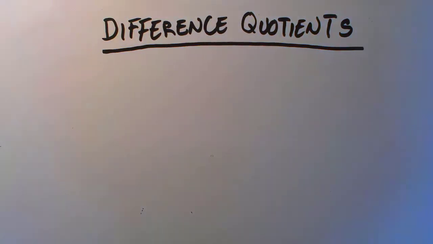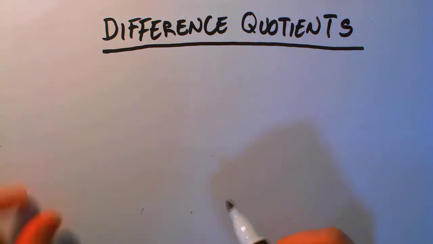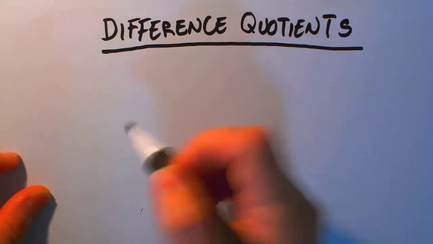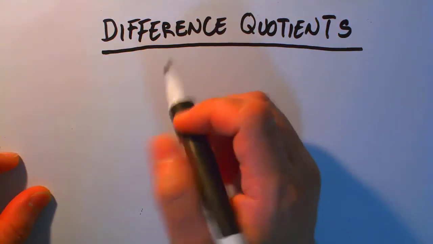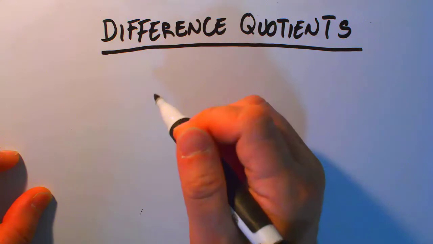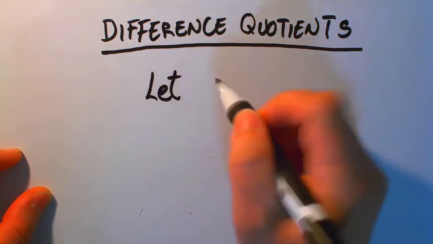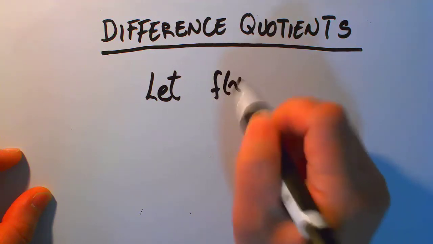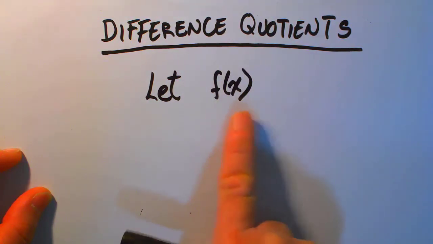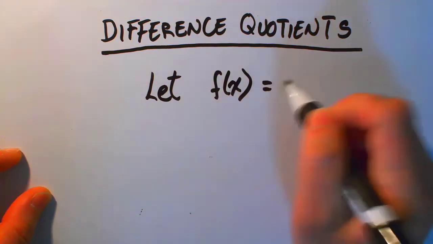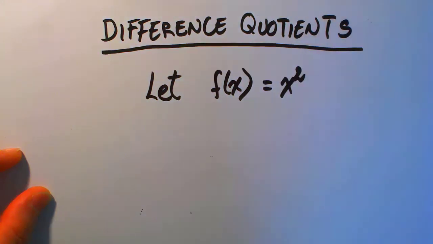Alright, so let's look at some difference quotients, what they are and how to find them. To get started, I'm going to create an activity, or a few activities actually. Let's say we're going to start out with a function, f of x equals x squared.